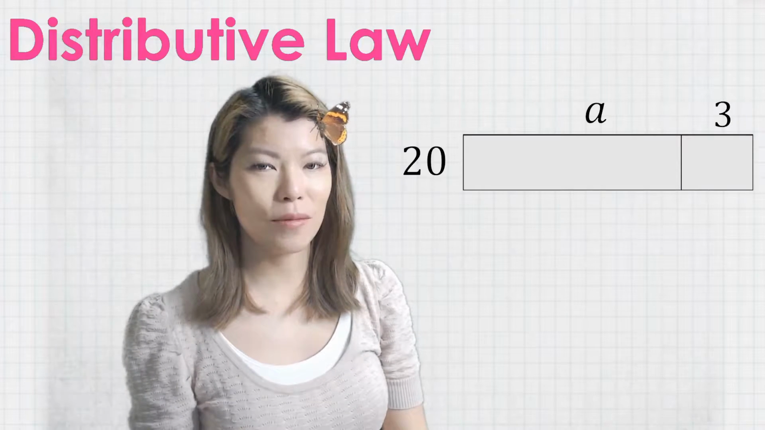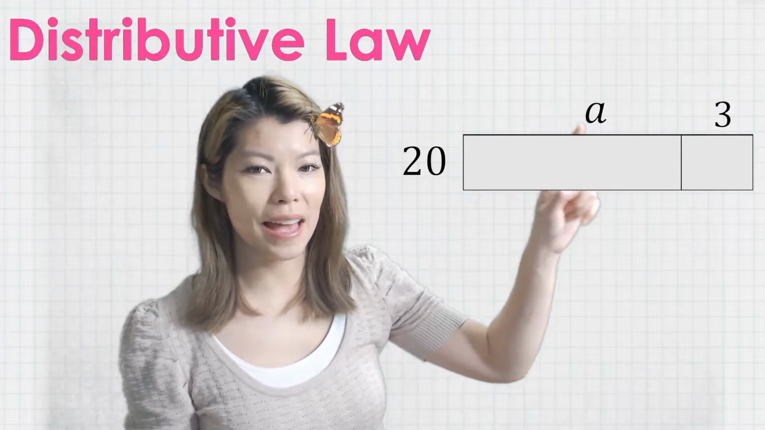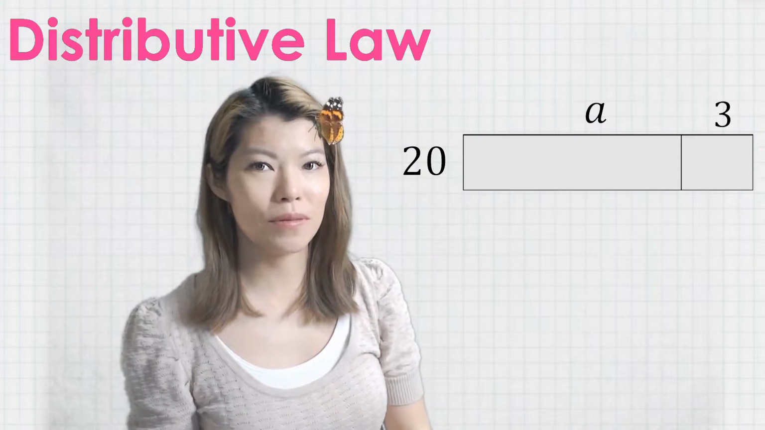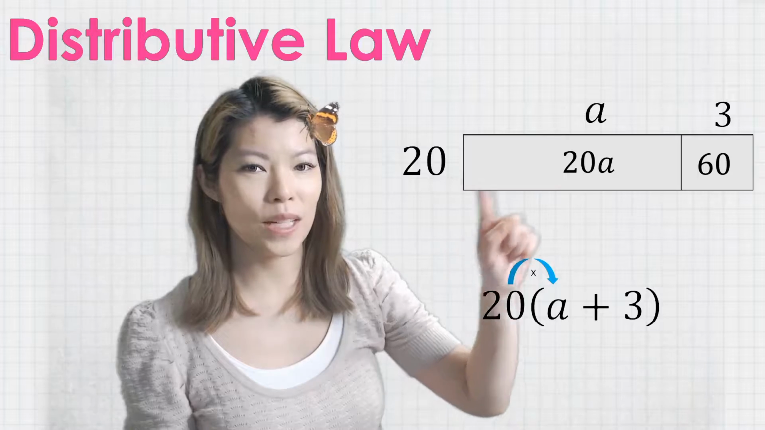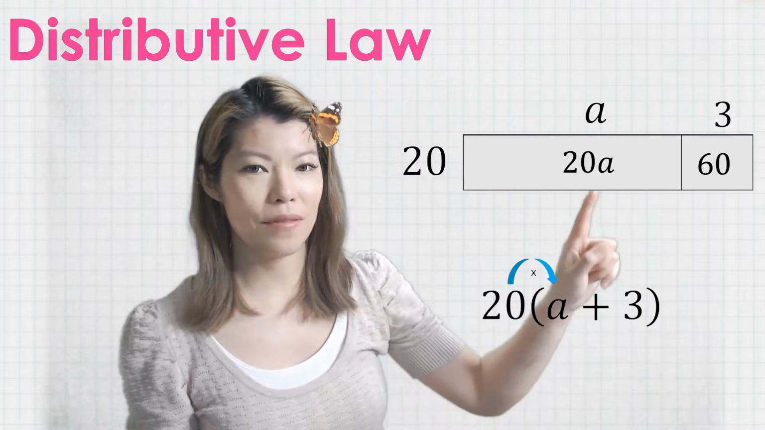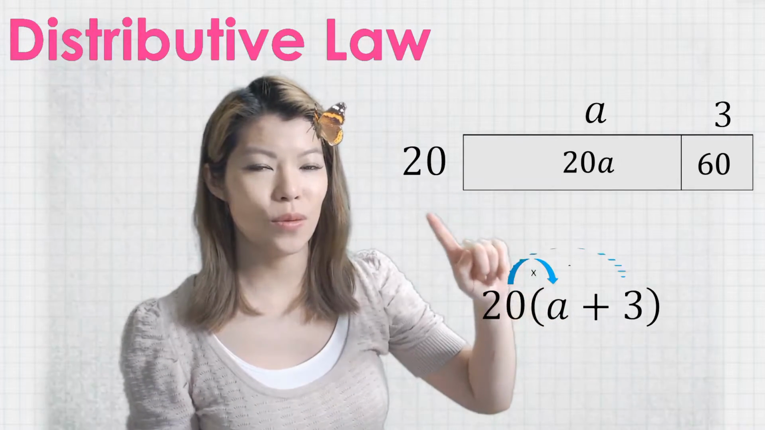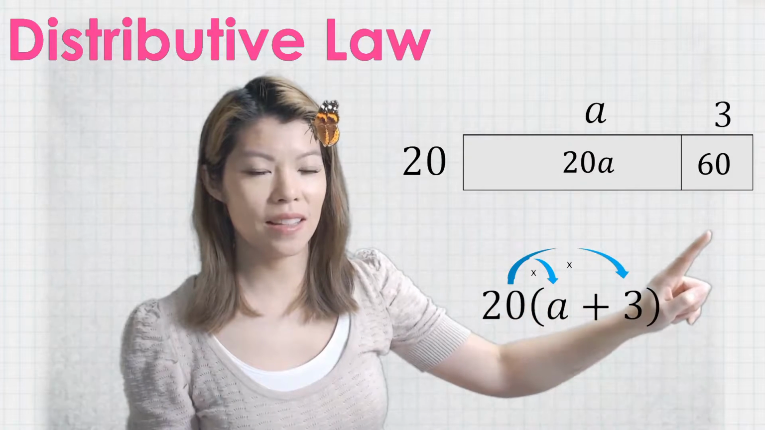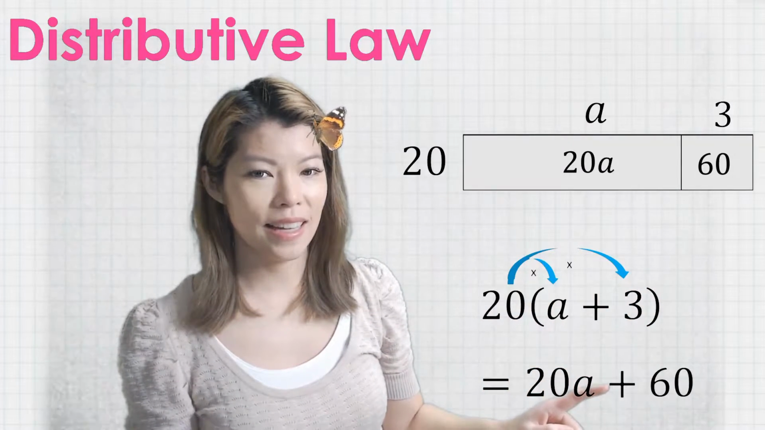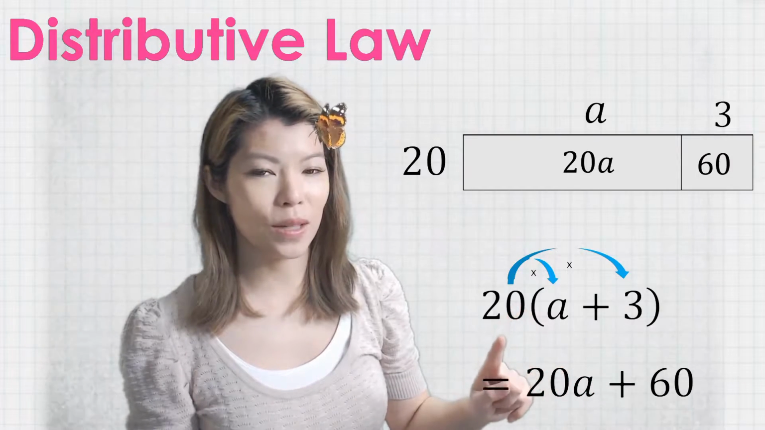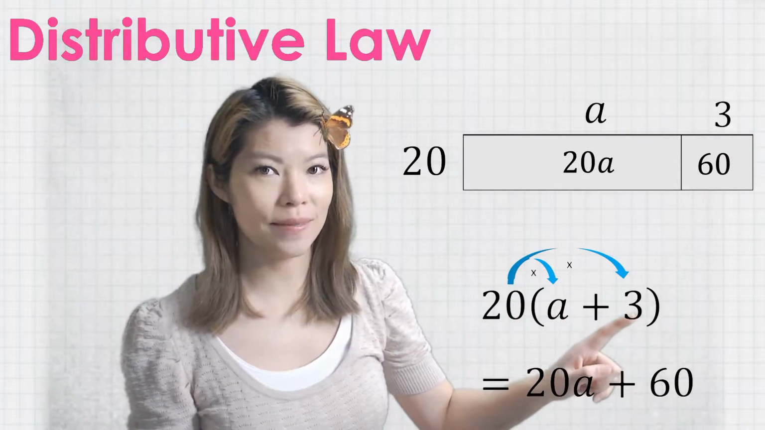Recall that we can represent 20 times a plus 3 with the distributive law, such that we multiply the 20 times a to get our first section, and then 20 times 3 to get our second section. So we get 20a plus 60. Don't forget to multiply the 20 times the a and the 3.